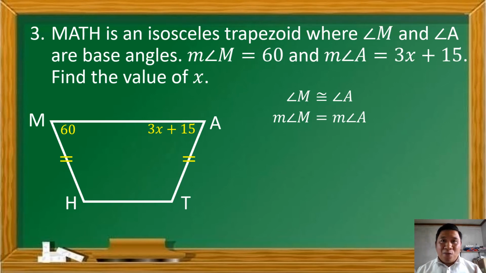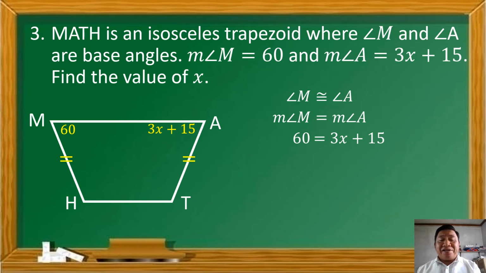Okay? Ngayon, pwede na tayong mag-substitute. Alright? So, palitan na natin yung measure ni angle M ng 60, which is equal to yung measure ni angle A, which is 3x plus 15. Alright? Now, ano nang susunod na gagawin? So, next thing to do, pwede na natin i-transpose si 15 papuntang left side of the equation.